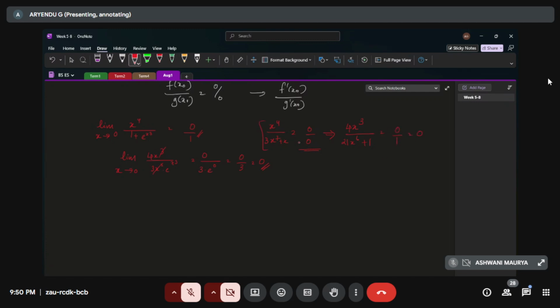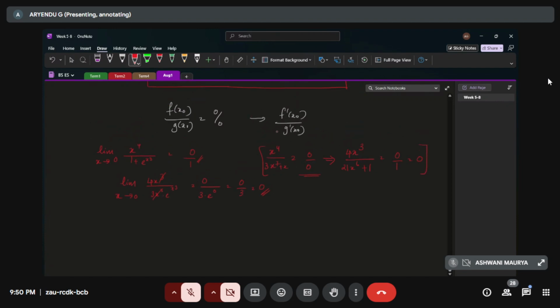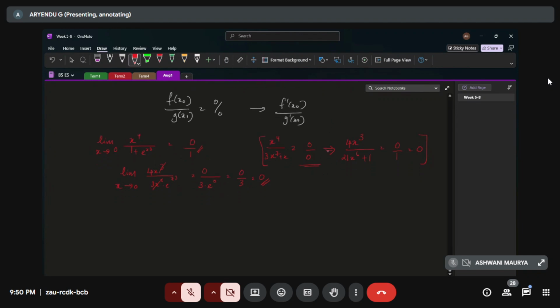So for this one, this method was useful. Here we took f of x naught by g of x naught directly, and we got the 0 by 0 form. Then we took the derivative, and we got the 0 by 1 form, which we can say definitively is 0. I'm sorry, that example was not proper. We got the right answer for both, but this is an example of where you should use the L'Hopital rule. So is that one clear? Shall we move to the Taylor theorem?